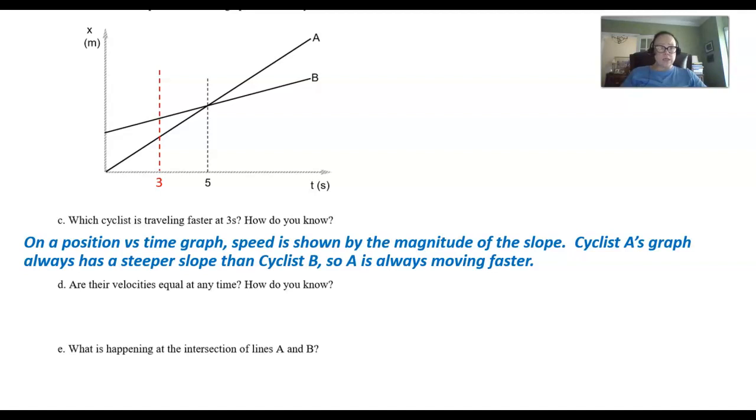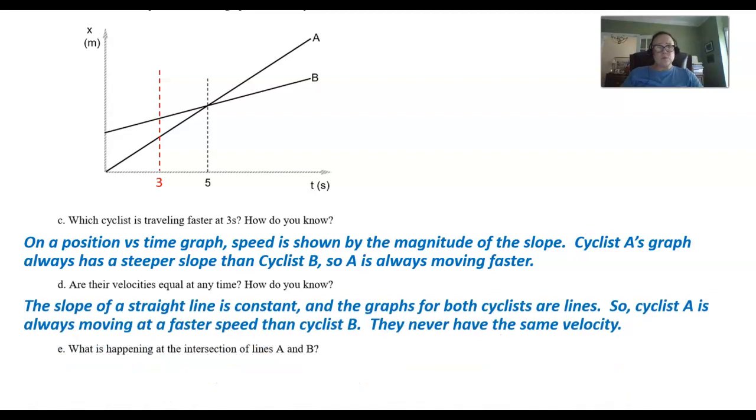Is there any point where their velocities are the same? In this particular race, no, because both cyclist A and cyclist B are moving at a constant speed. And I know that because both of these graphs are linear. The slope of a line is the same everywhere. So for all of the time that's shown to us, cyclist A has a steeper slope, and therefore cyclist A is moving faster. They are never moving at the same velocity.